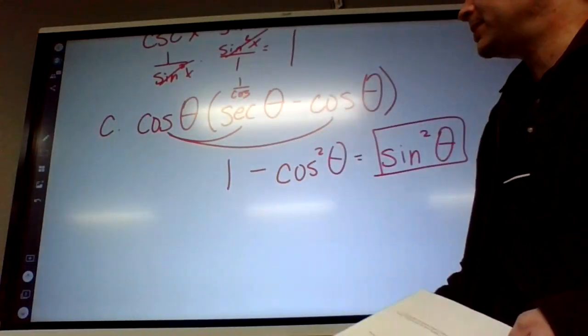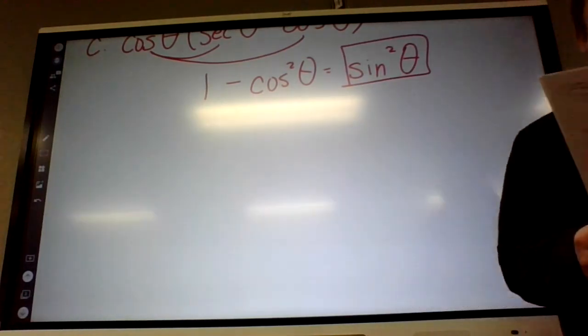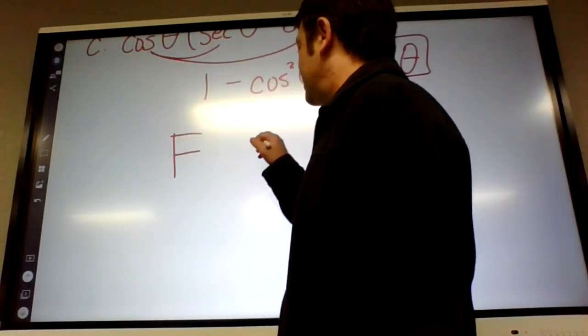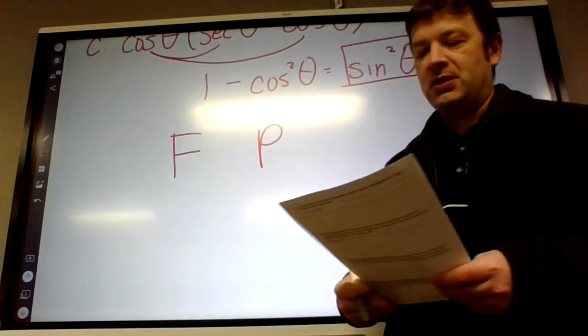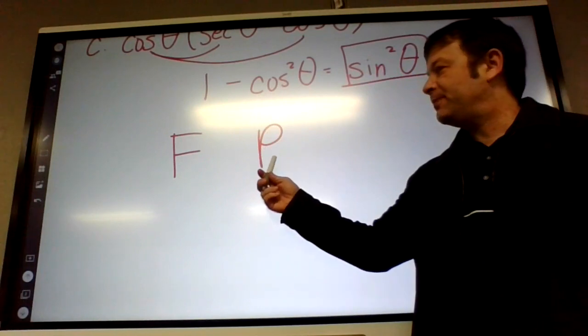Fancy shirts and plain shirts. Okay, let's go back to that 7. So I'm going to say F stands for fancy shirts and P stands for plain shirts. So F is the number of fancy shirts she bought. P is the number of plain shirts she bought.